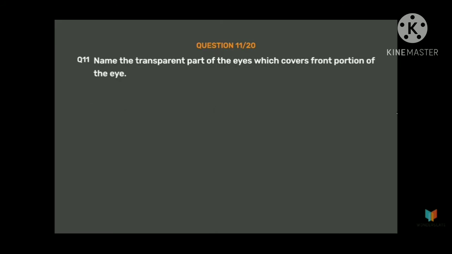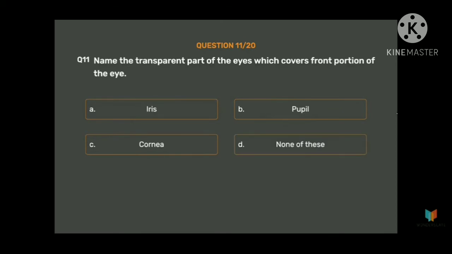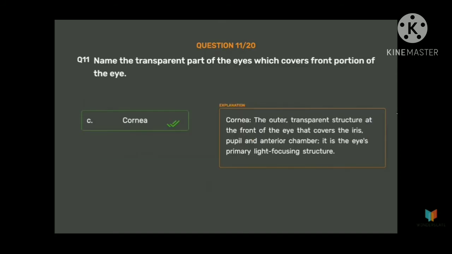Question number 11. Name the transparent part of the eyes which covers front portion of the eye. Option A, iris. Option B, pupil. Option C, cornea. Option D, none of these. The correct answer is option C, cornea. Cornea, the outer, transparent structure at the front of the eye that covers the iris, pupil and anterior chamber. It is the eye's primary light focusing structure.